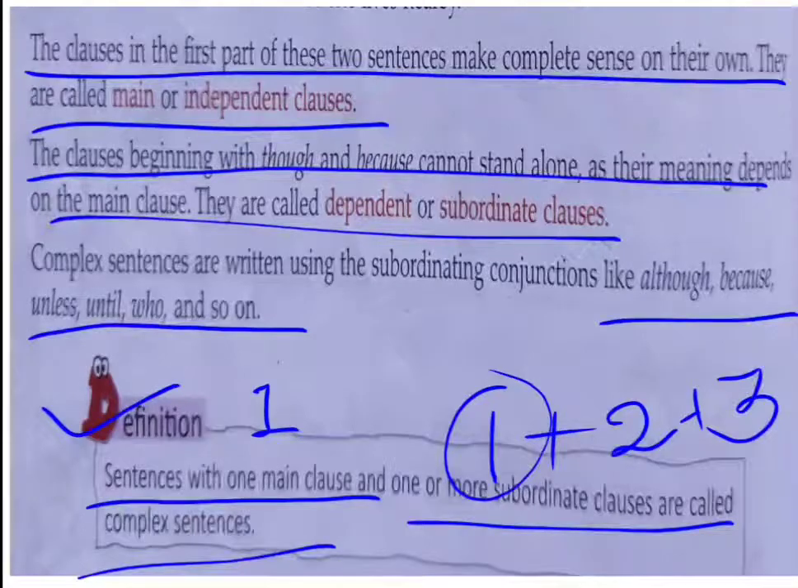So I hope students it's clear to you what a complex sentence is. One main clause will come, and it's independent. Then a subordinate clause, which depends on the main clause, introduced using conjunctions like though, who, when, what, until, unless, etc.